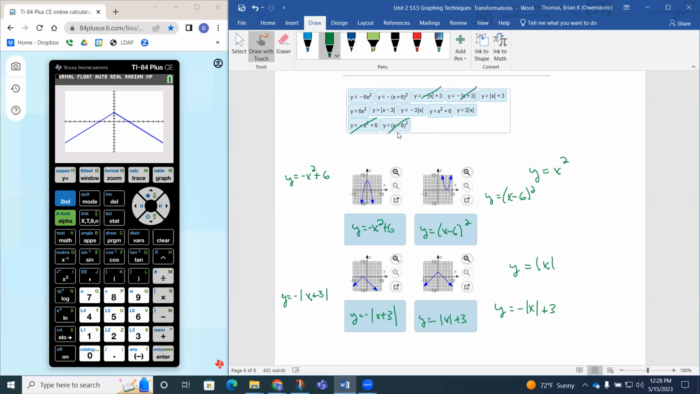So it's better if you can identify the movements, so you don't have to try to graph every one of those in a graphing calculator. Make yourself an educated guess of which ones you think it is, and then just verify it with your graphing calculator. That should work for you.